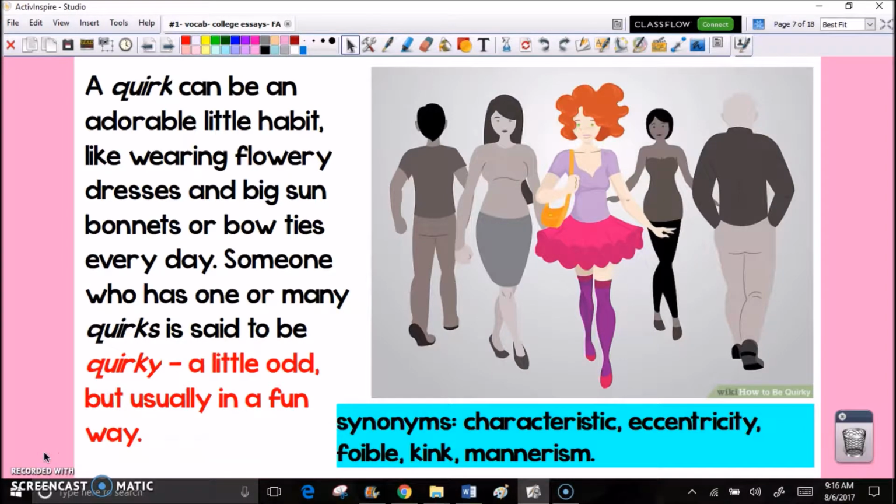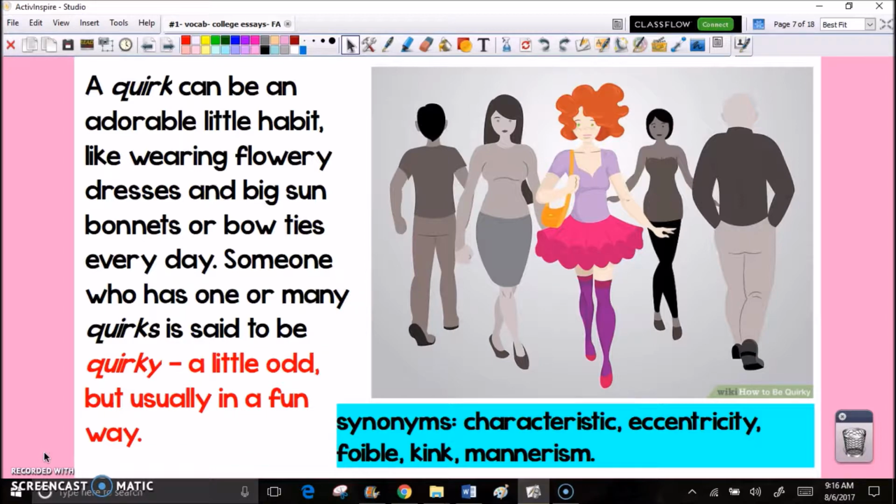A quirk can be an adorable little habit, like somebody who wears flowery dresses and big sunbonnets or bow ties every day. It's kind of a weird outfit, but they're kind of cute. They have their own style. And again, the adjective form is quirky. So someone who has one or many quirks is usually described as being quirky. It's a little odd, but usually in a fun way. So having a quirk and being quirky usually has more of a positive connotation, although if it's an annoying quirk, you could use it in a context where it's negative.